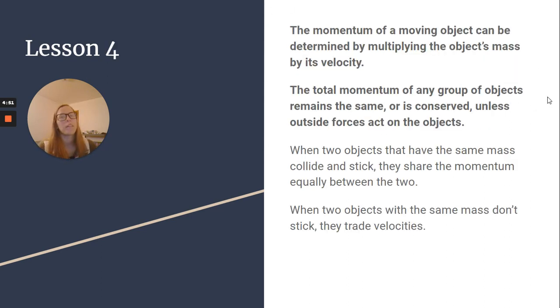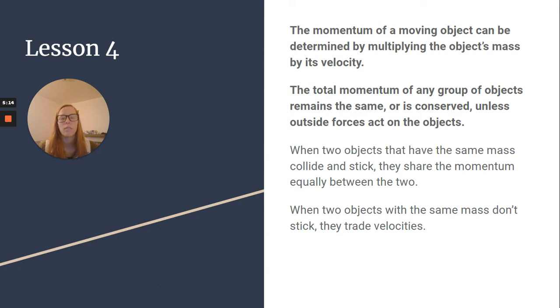Lesson 4, the momentum of a moving object can be determined by multiplying the object's mass by its velocity. Remember, we had the equation mass times velocity equals momentum. The total momentum of any group of objects remains the same or is conserved unless outside forces act on the object. And that was in one of our vocabulary words too.